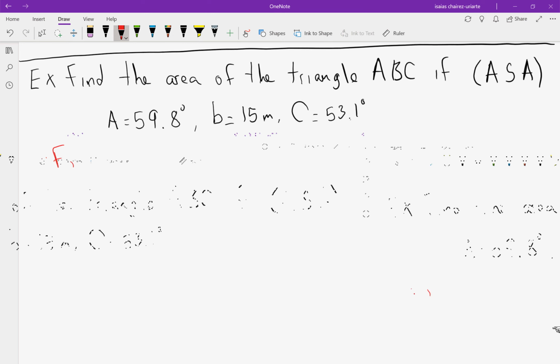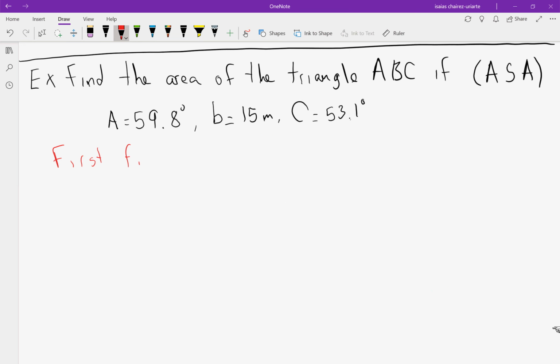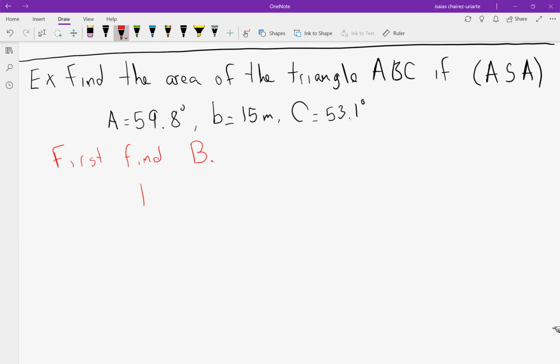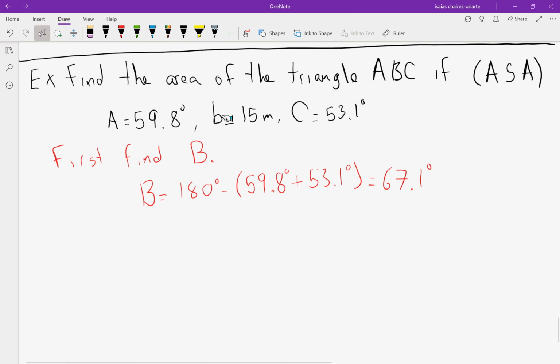So let's find, I guess in this case we need to find angle B. Well, that shouldn't be too hard to do. It's going to be 180 minus the sum, 59.8 plus 53.1. Alright, that gives me 67.1. Alright, so I have at least now all of the angles and one side. All of the angles and one side.